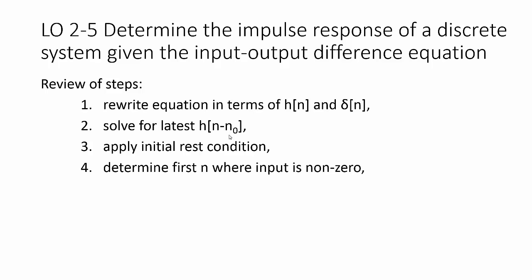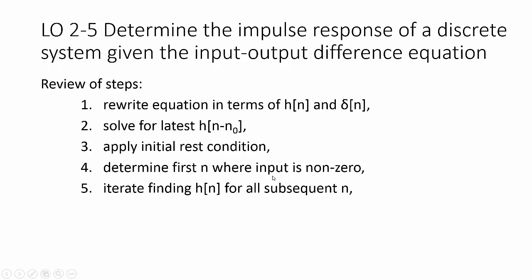Write a few steps out just so you know where you're going, and determine where the first n value would be where any of our x's, any of our deltas, have an argument that is 0, therefore the value of our deltas will be non-zero. And then iterate finding h of n for all subsequent n's. Here you need to work out step by step by step.